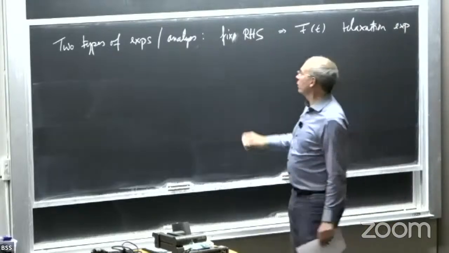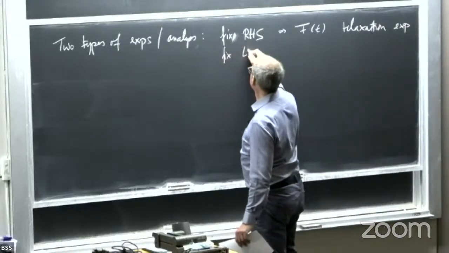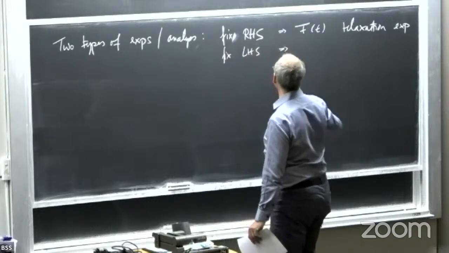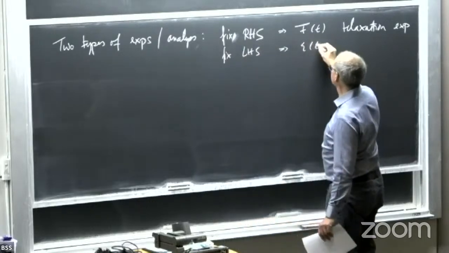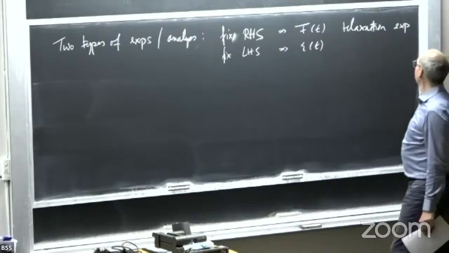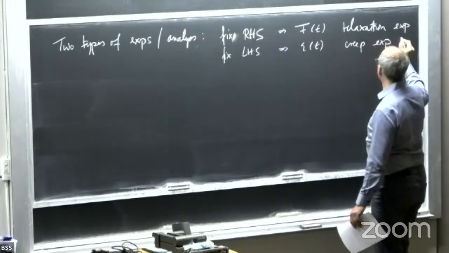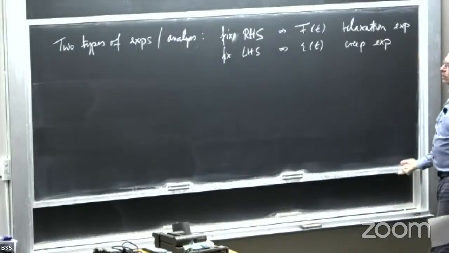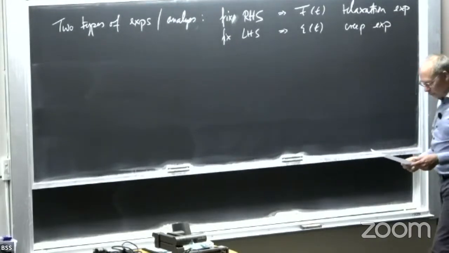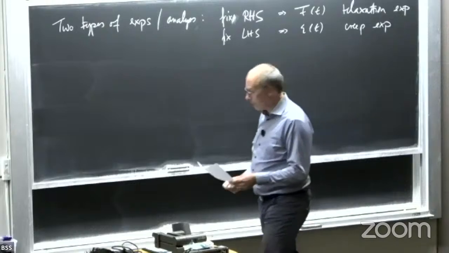Or the other way around, you fix the left-hand side. So you fix the force, and you basically ask, how is the strain developing in time? And this is a creep experiment. Okay, so in principle, we can go through this. So let's first do the relaxation experiment.